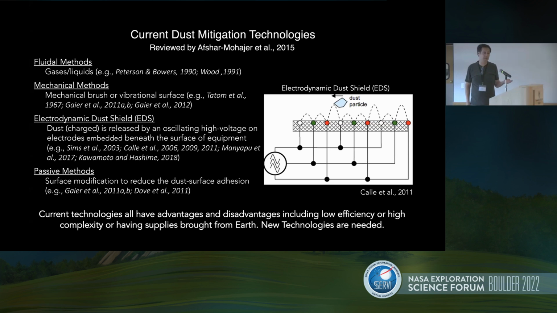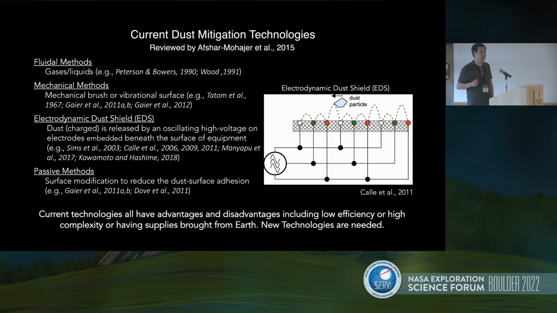Also, you can use a passive method, like surface modification to reduce the adhesion between the surface and dust. But all these technologies have pros and cons. Some methods are low efficiency, and some technologies are high efficiency but more complex, and some require you to bring supplies from Earth. So there are some issues. We definitely need new technologies to fill the gap.